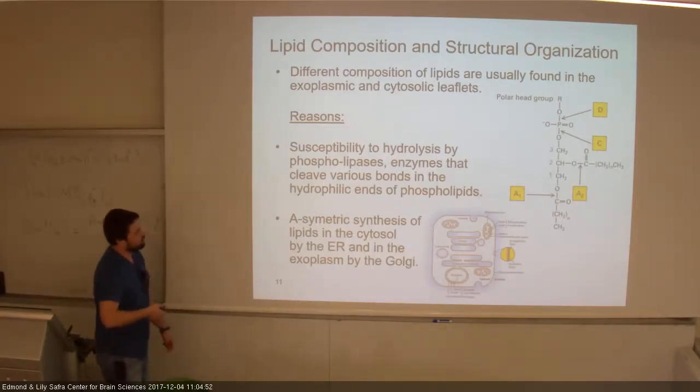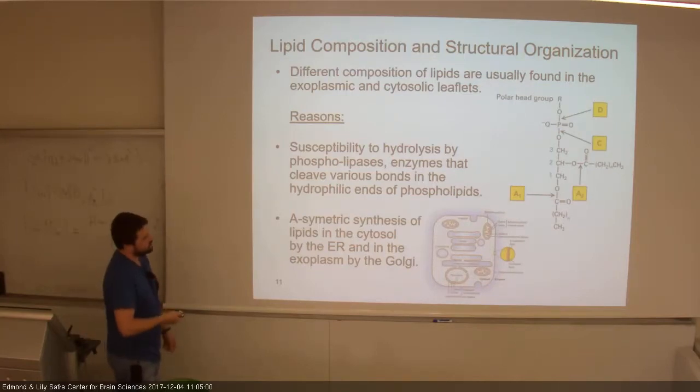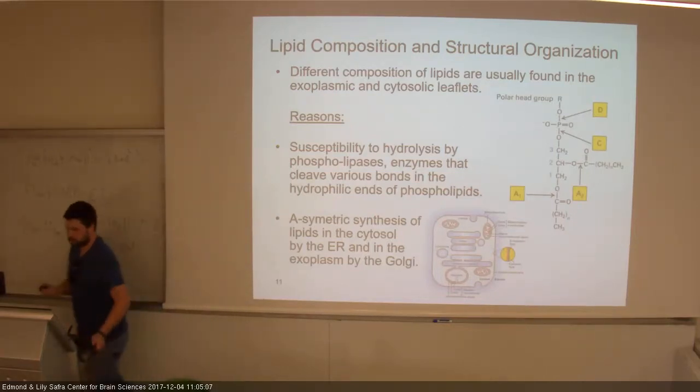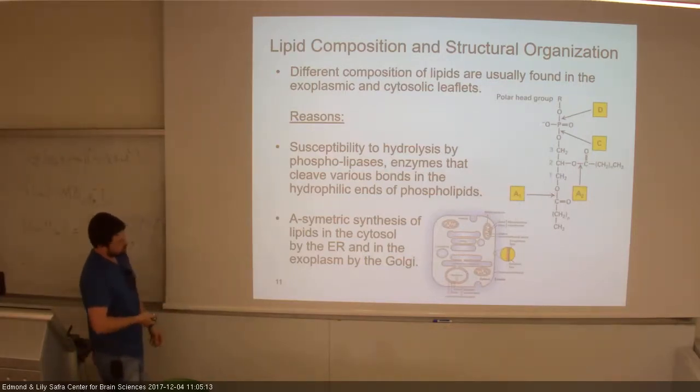And in other regions, for example, in the Golgi, and the way that they're made and exported is not symmetrical. And that's why when they're incorporated into the plasma membrane, into the cell membrane, they're not symmetrical. The composition or the type of the phospholipid is not the same in the cytosolic phase or the exoplasmatic phase of the membrane.